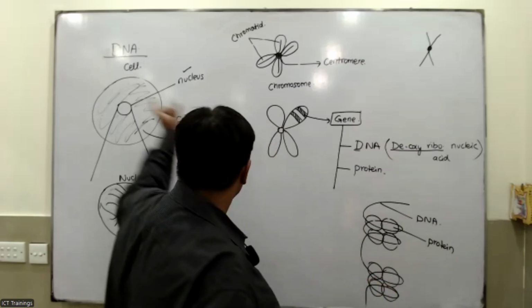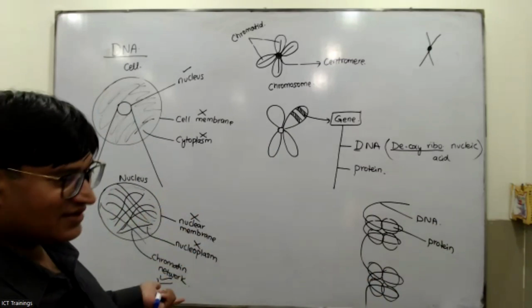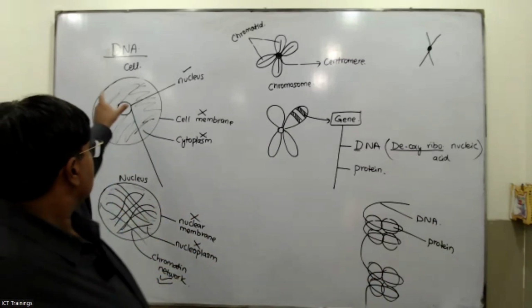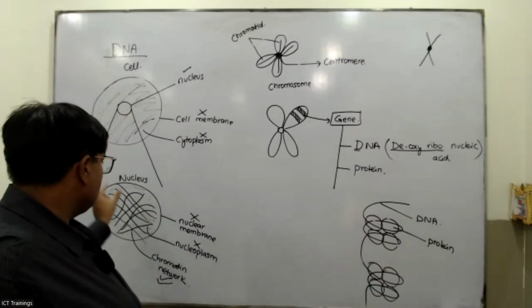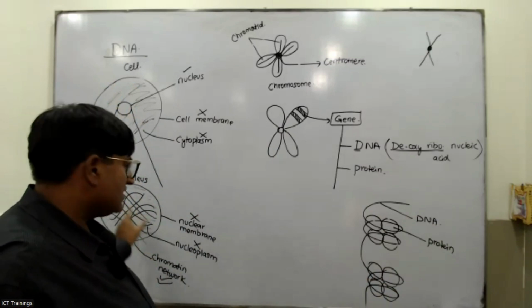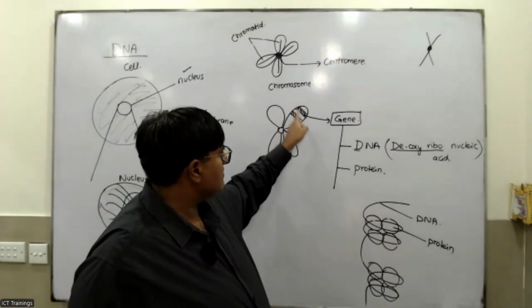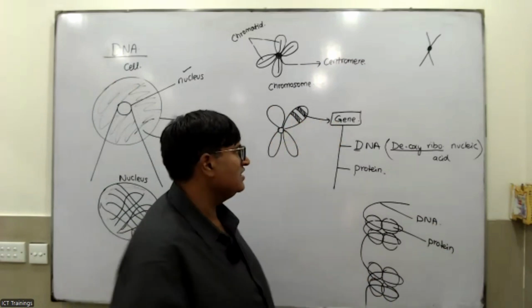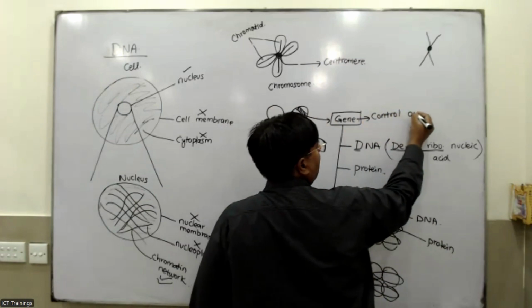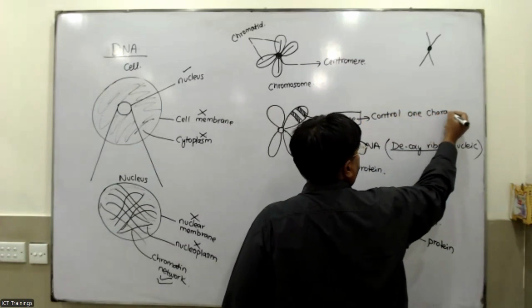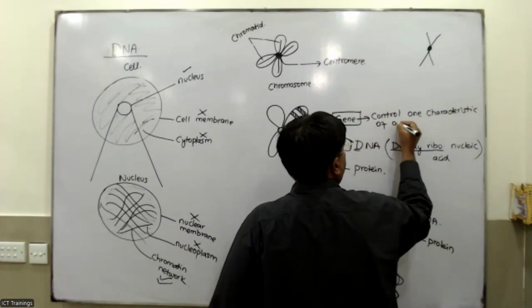Let me join this whole story again for you, for those students who are not taking biology. First of all, living things are made up of cells. The cell has the nucleus. In the nucleus, we have the chromatin network, which are threads. This chromatin network will form the chromosome. Chromosomes are made up of smaller parts, which are genes. A gene controls one characteristic of our body.